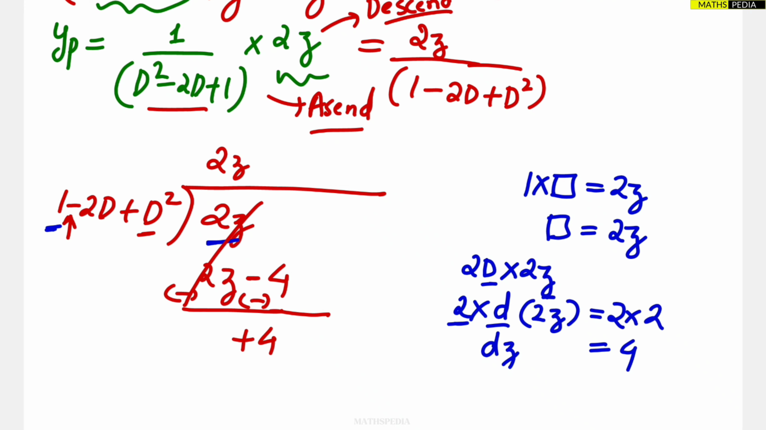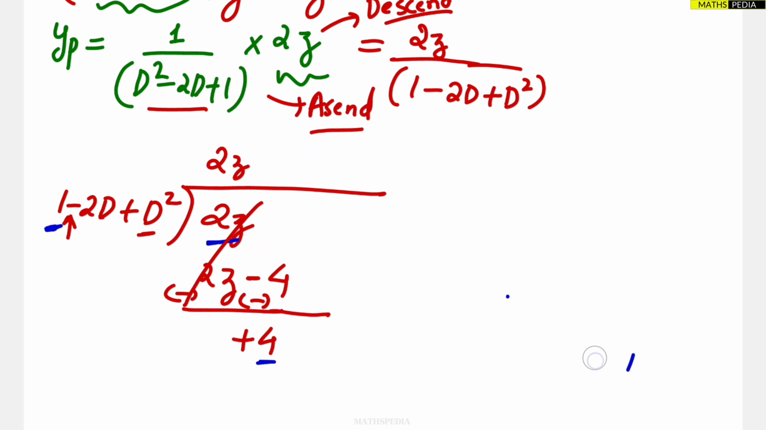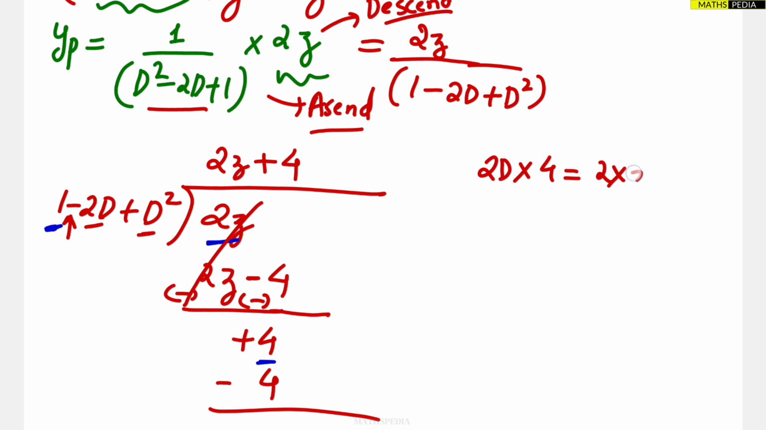Now what is the second part of this? Here 4 is the first term inside the bracket, and 1 is outside the bracket. So again, 1 into what will give you 4? Directly we can write 4. So 1 into 4 is 4. Then 4 has to be multiplied with 2D also. 2D into 4 is 2 into the differentiation of 4. Differentiation of 4, we know it is a constant, so 0. So no need to go for D square, since the first differentiation is already 0.